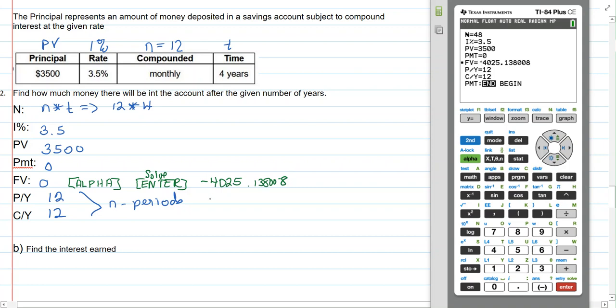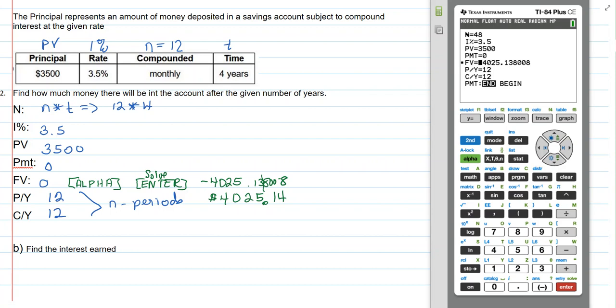Okay, we're going to round to two decimal places. We're going to just look over the negative, and we know that our future value is $4,025.14. Round up on that one because 8 is larger than or equal to 5. Okay, here we go. So that is our future value.